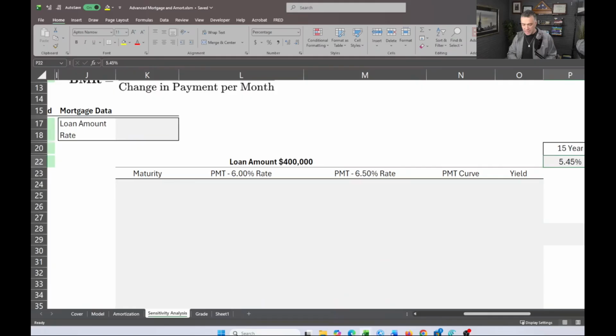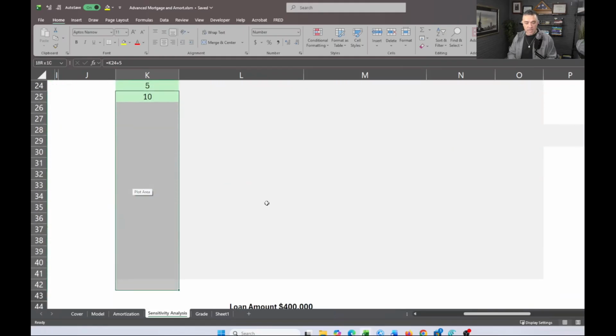And we're going to show you, Zach, what the graph looks like and how payments change. So let's start this off by 5. And then we're going to say the previous plus 5. So we're going to build our table by every 5 years. So let's drag that down and hit Control D.